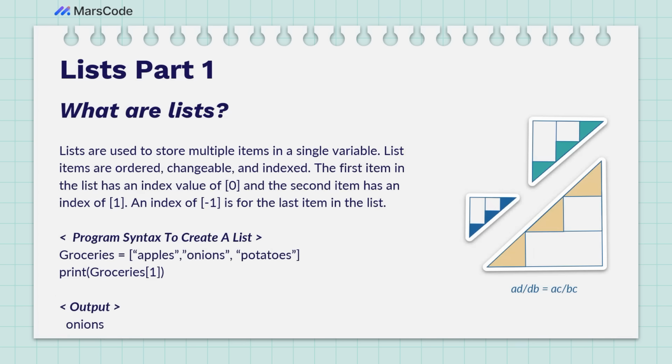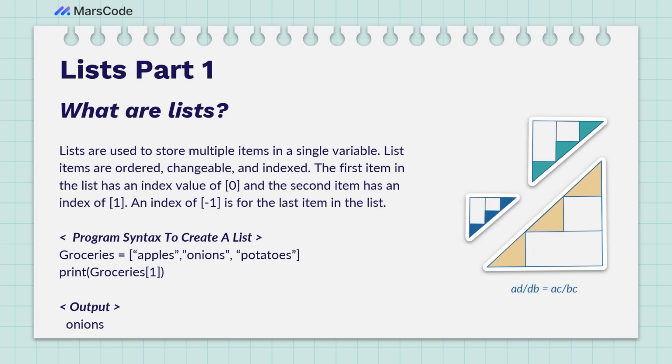Now we're on to lists. So lists are basically used to store multiple items in a single variable. If you want to store multiple things, then a good way to do that is by storing them in a list. One thing to remember is that list items are ordered and they're changeable and they're indexed.